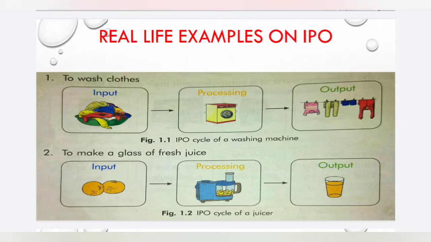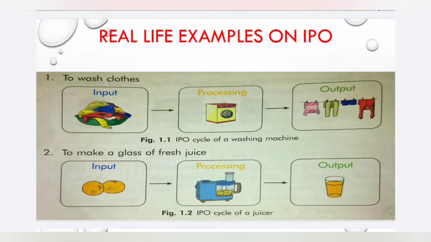The second example is to make a glass of fresh juice. The orange is the input. You are grinding it in a mixer, that is the processing. Now a glass of juice is ready, that is your output. I think you have understood this very well.